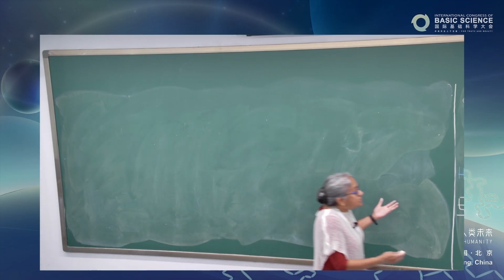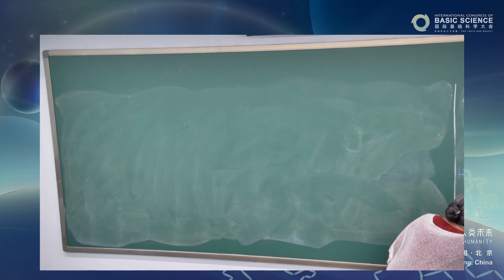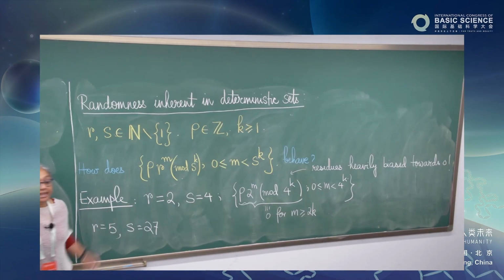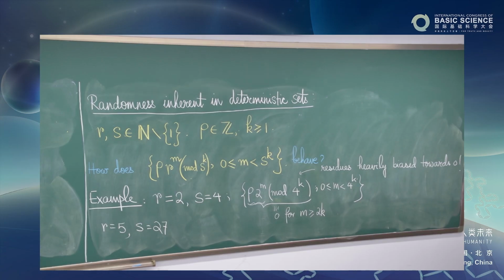Exactly. So let's say what if R is 5 and S is 27, and we ran this example again, what would you expect the residues to be?